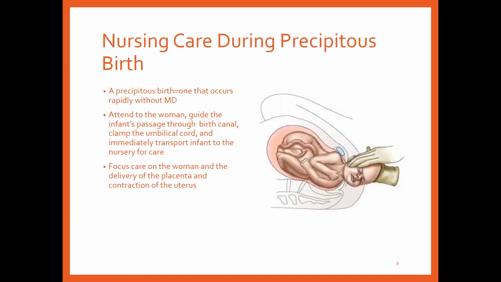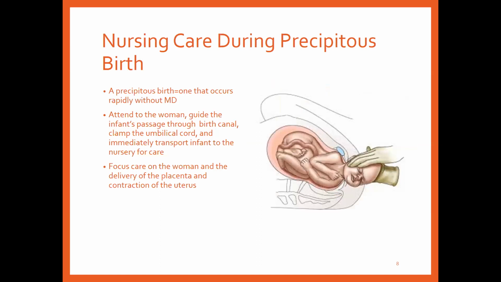All right, nursing care during precipitous birth. Precipitous birth means one that occurs rapidly without the doctor, usually within 3 hours or less, so it's a real fast delivery. You always hear those stories of mom delivering in the taxi cab. That may have been a precipitous birth. Or in the ER, didn't even make it to the OB unit. That could be a precipitous birth.